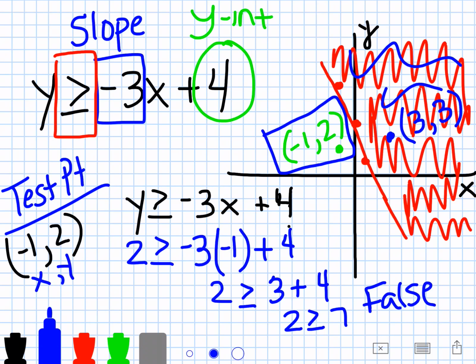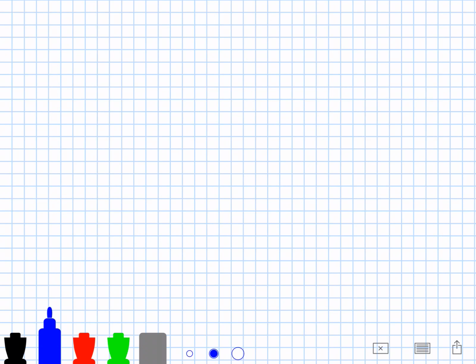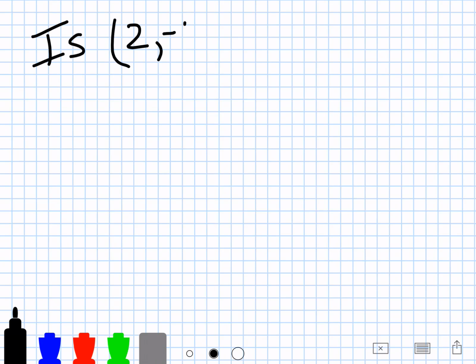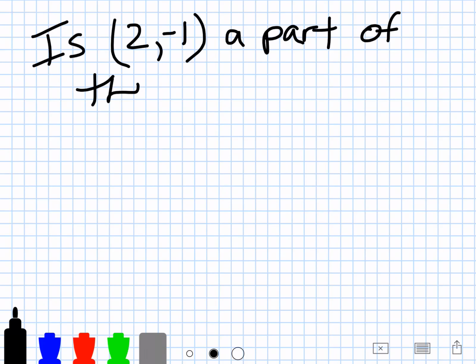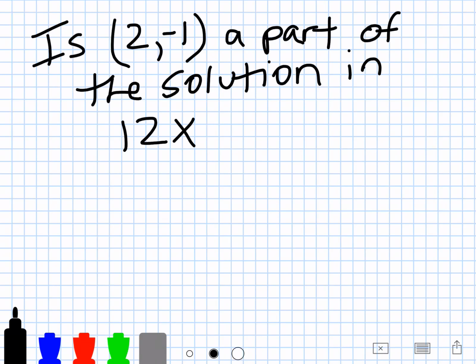All right, let's do another example here. Let me write this problem down right here. Is 2, negative 1 a part of the solution in 12x minus 3y greater than or equal to 15? This question is asking us, is the ordered pair 2, negative 1 a part of the solution in the inequality 12x minus 3y is greater than or equal to 15?